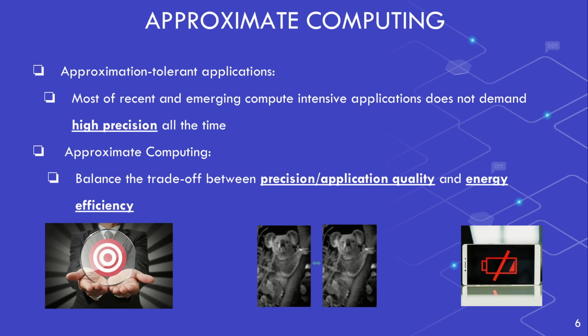So the good point here is that most of the recent and emerging compute-intensive applications do not demand high precision all the time. Based on that, the concept of approximation-tolerant application emerged. We can leverage this condition to balance the trade-off between precision or application quality and energy efficiency.